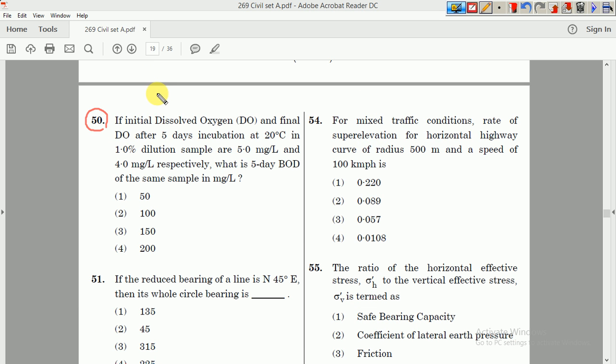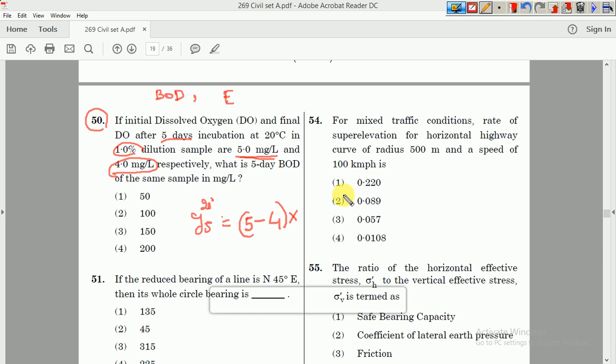Fine. So this is a very simple concept which came from BOD or COD, from environmental engineering 2. They are asking us to find the initial DO and final DO. Initial DO is 50 mg per liter, final DO is 4 mg per liter, and the dilution factor is 1%. They are asking us to find the 5-day BOD at 20 degrees Celsius. How will you find it? This is very simple. Initial DO minus final DO into dilution factor. How will you take the dilution factor? It is 100 divided by 1%, what they have given. You will get 5 minus 1 is equal to 1 into 100. You will get the answer as 100. The answer is 100.